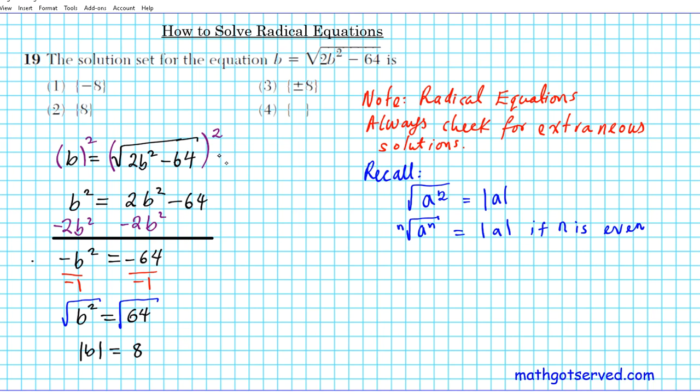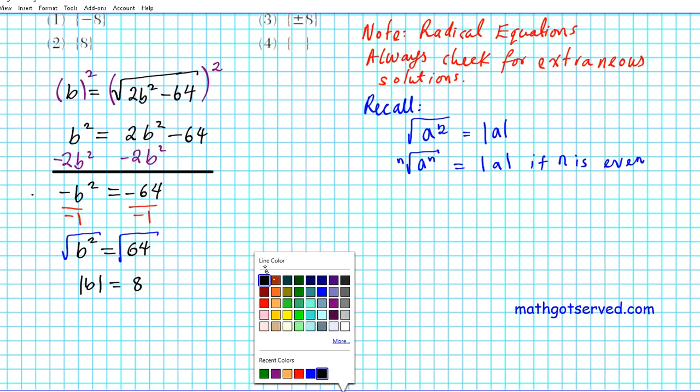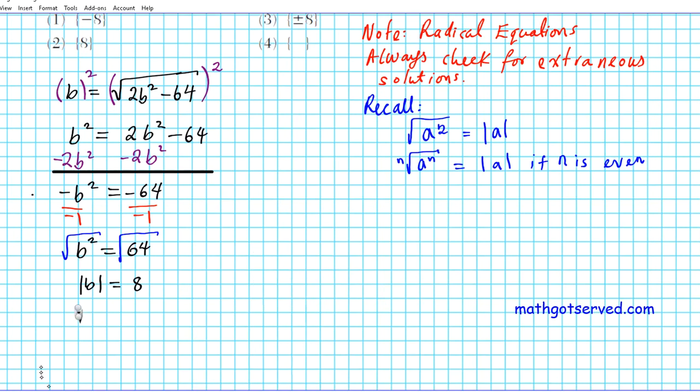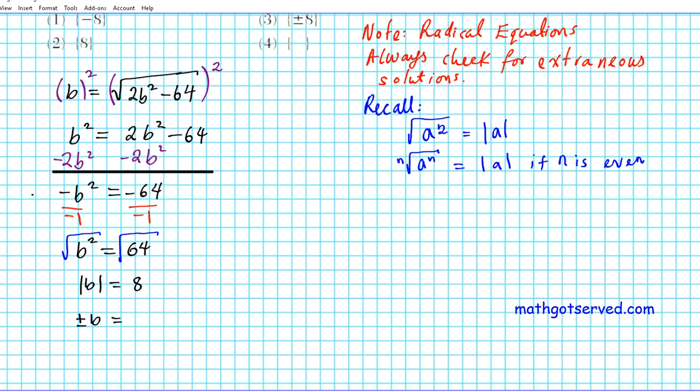Okay, so let's finish this off. The absolute value of b is equal to 8. So we can get rid of the absolute value bars by replacing it with plus or minus. So plus or minus b is equal to 8.